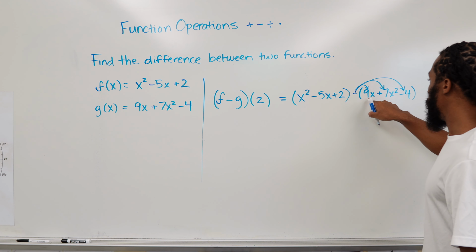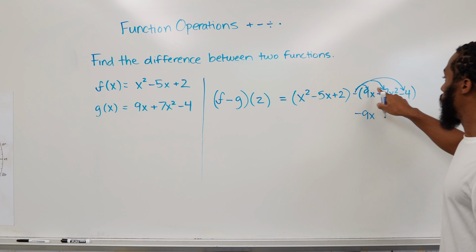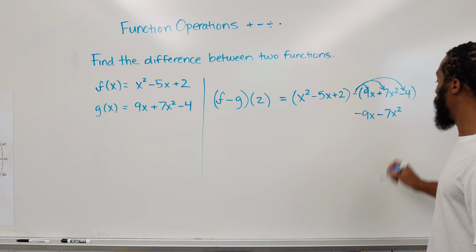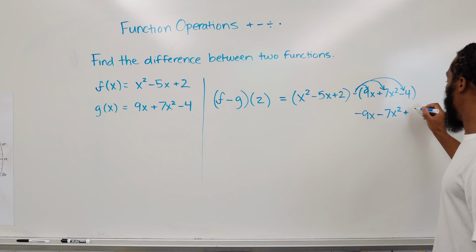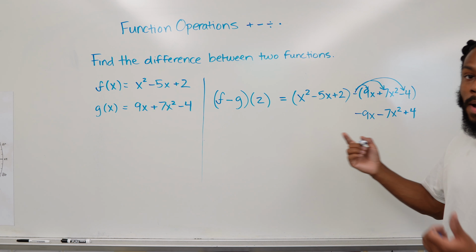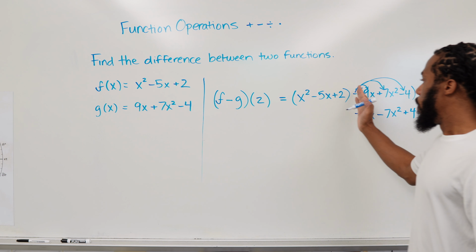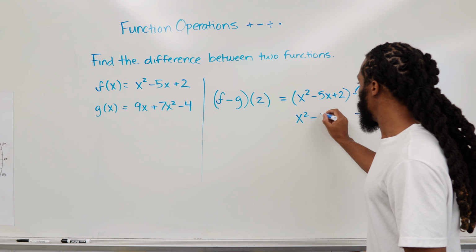The minus sign makes this positive 9 into a negative 9x. The minus sign makes this positive 7 into a negative 7x squared. And the minus sign makes this negative 4 into a positive 4. So the minus sign basically flips every sign behind it. Conversely, in front of the minus sign, nothing changes.